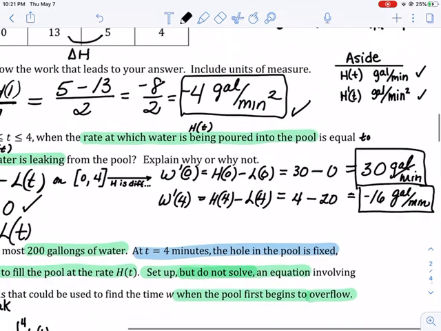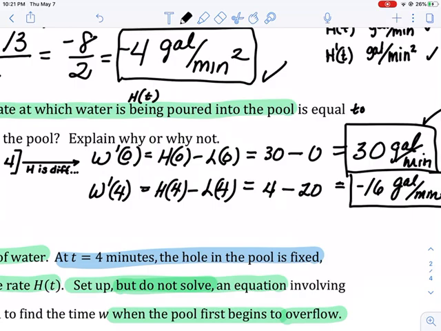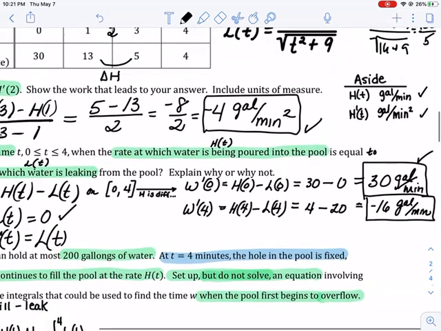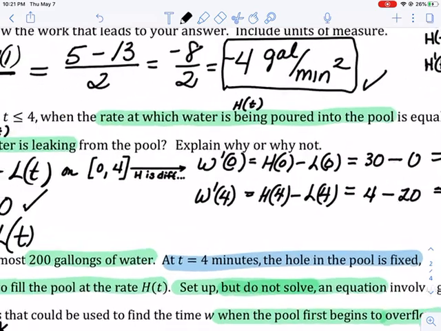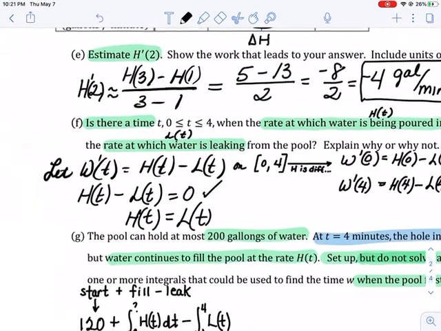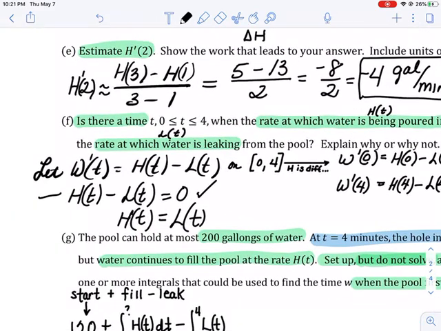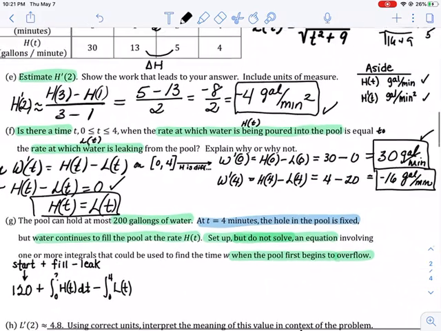Okay, now when a rate is positive versus a rate is negative, that tells you some information about it. At 0, the rate is positive, so that means that the amount of water is increasing, versus the rate at 4, the amount of water is decreasing, 16 gallons per minute. So what happens between a 30 and a 16? Well, I want the difference to be 0 so that these two rates are equal to each other.